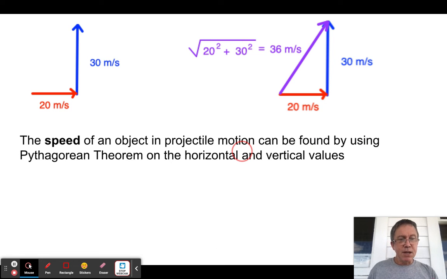Now, sometimes we want to talk about the speed of the object. Remember, speed is a scalar quantity. It doesn't have a vector component to it, but we have to keep in mind that the speed of that projectile is changing over time.